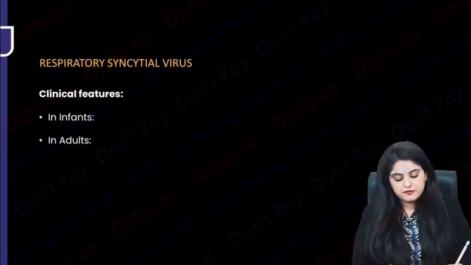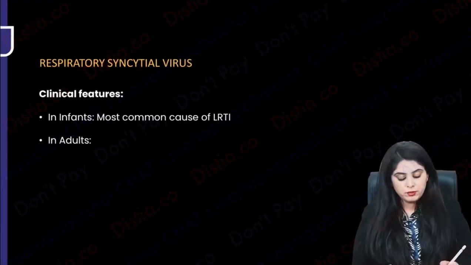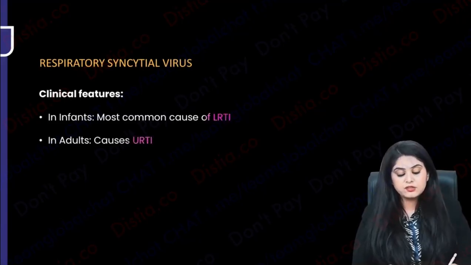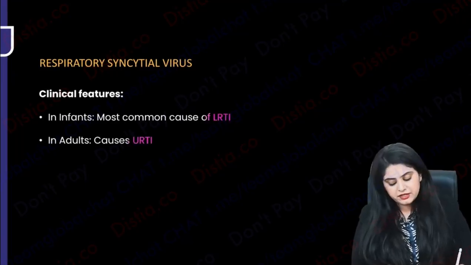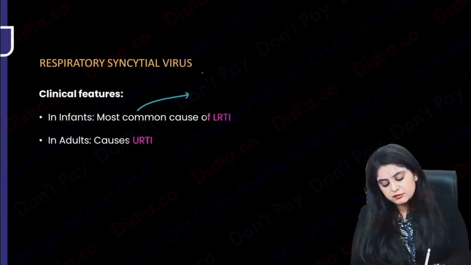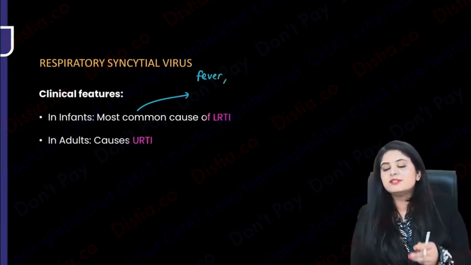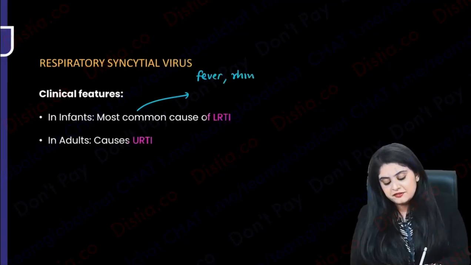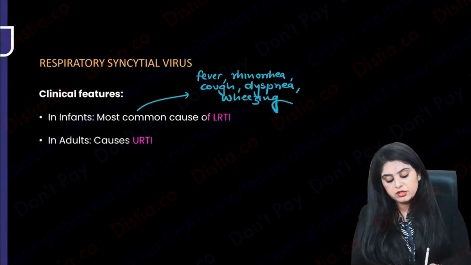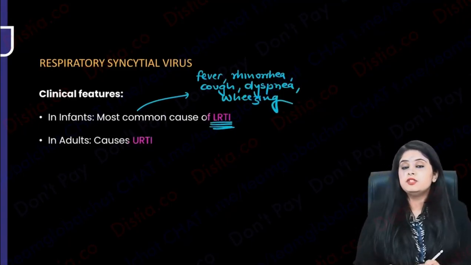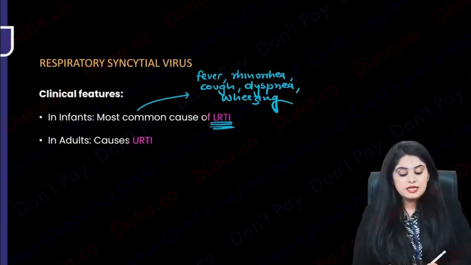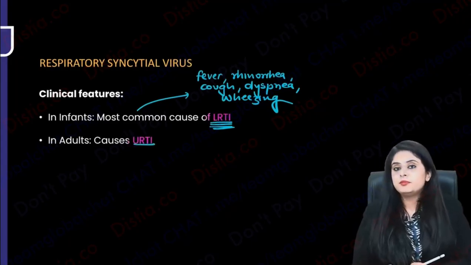Coming to the clinical features. In infants, this is one of the most common causes of lower respiratory tract infection, and in adults, it causes more of an upper respiratory tract infection. So please remember, in children the clinical features are fever, rhinorrhea, there can be cough, there can be difficulty in breathing, that is dyspnea. There can also be wheezing. There is involvement of the lower respiratory tract, so a lot of features can be seen with regard to the lungs. In adults, it is usually an upper respiratory tract infection.